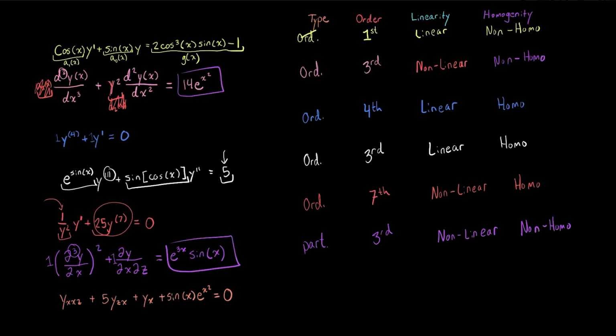And our last example here, we have the term the partial of y with respect to x, x squared and z, plus 5 times the partial of y with respect to z and x, and the partial of y with respect to x, and plus sine of x e to the x squared is equal to 0.